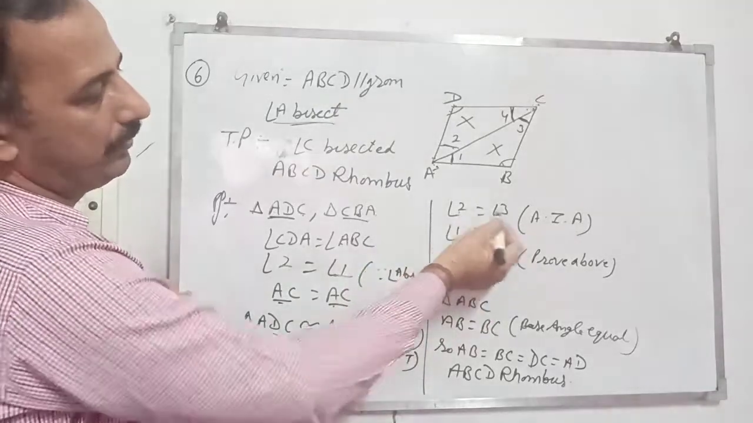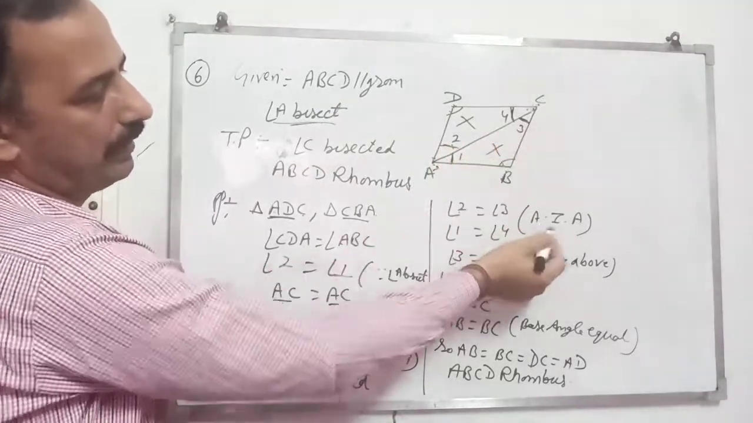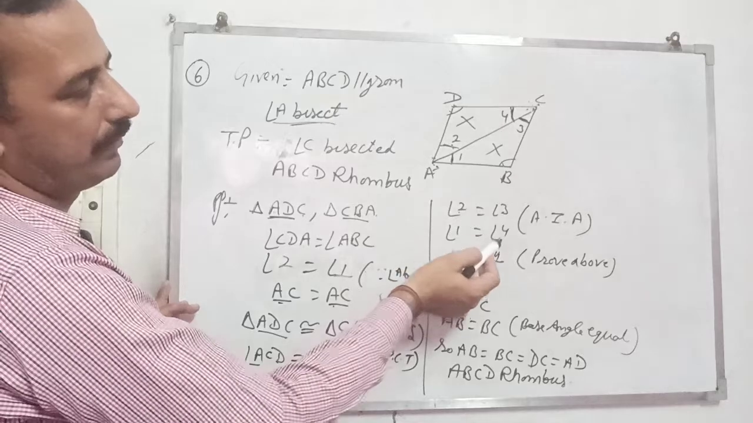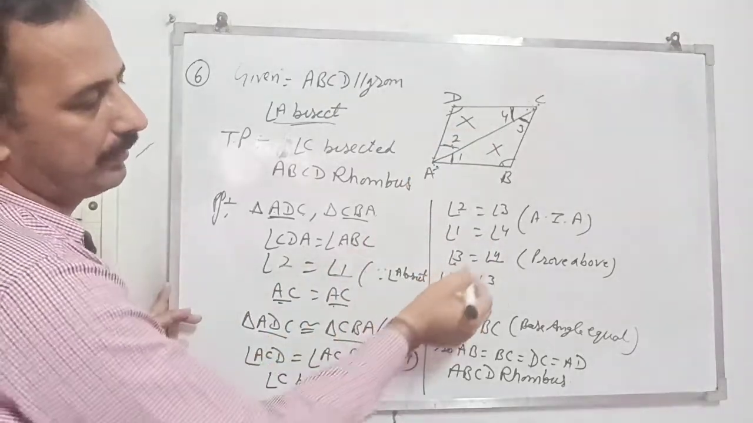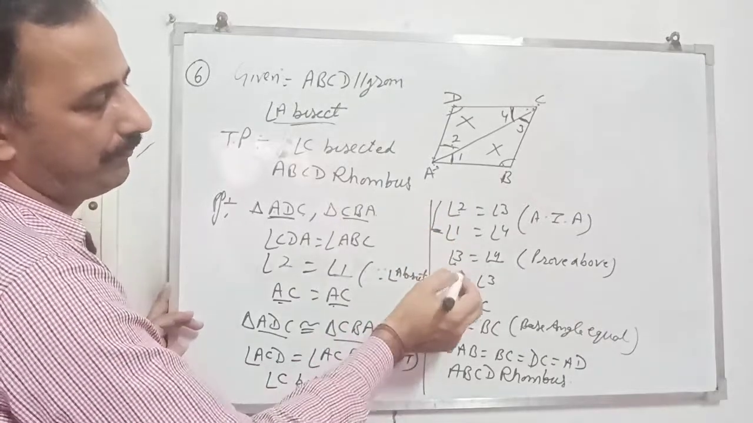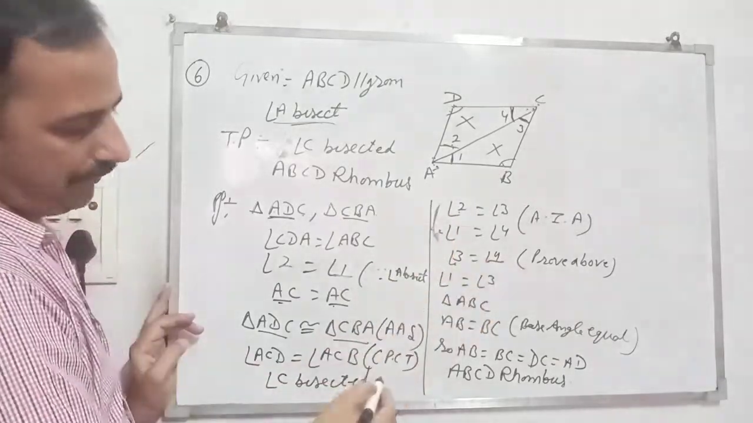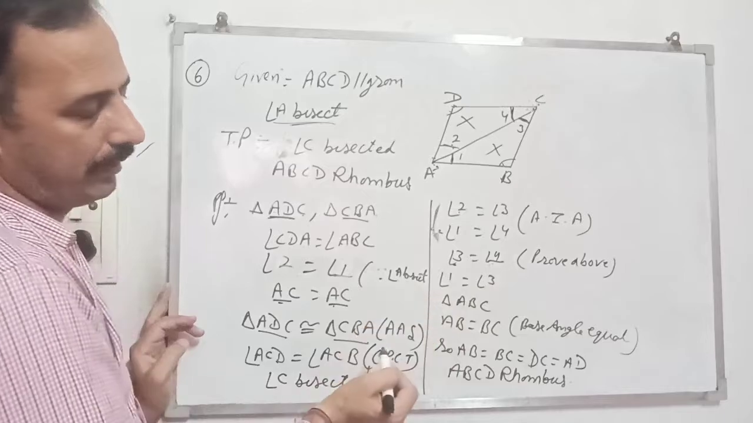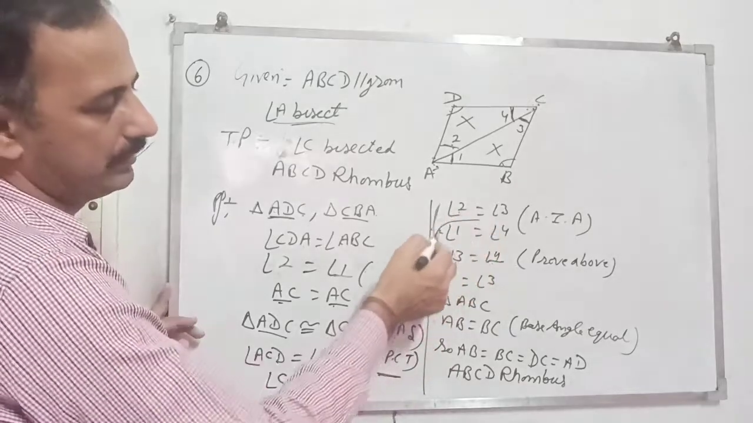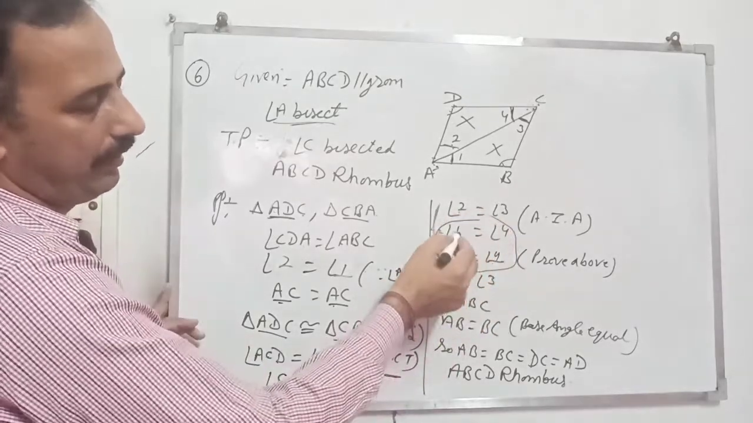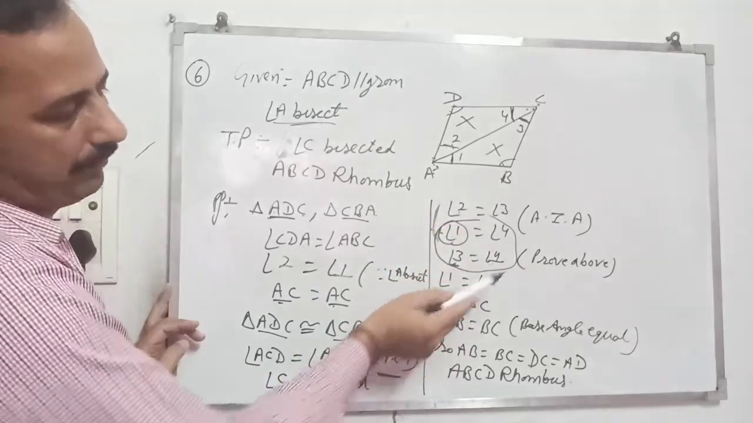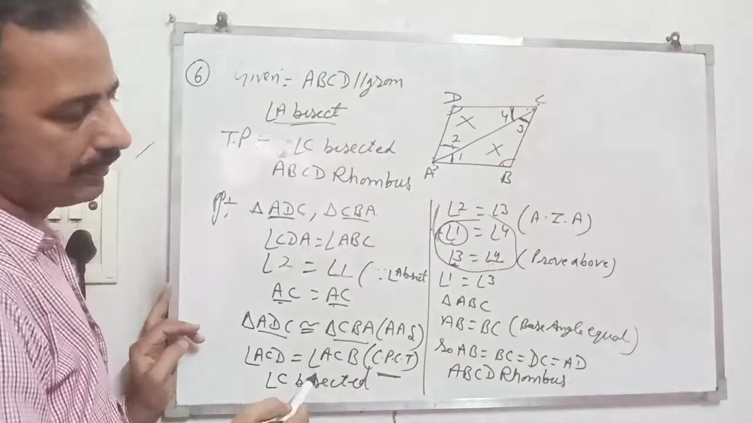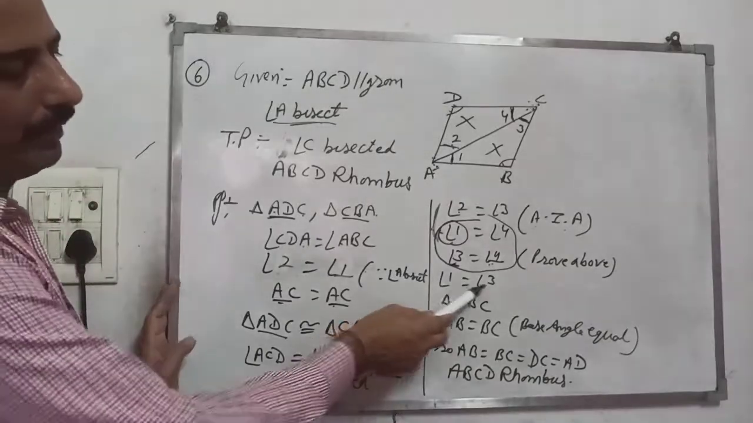Now angle 2 equal to angle 3 because alternate interior angle. Angle 1 equal to angle 4, that is also alternate interior angle. So angle 3 equal to angle 4. From here we have already proved that angle 3 equal to angle 4. But if we look at these two, you find that angle 1 is equal to angle 3 because angle 4 is common in both. So angle 1 equal to angle 3.